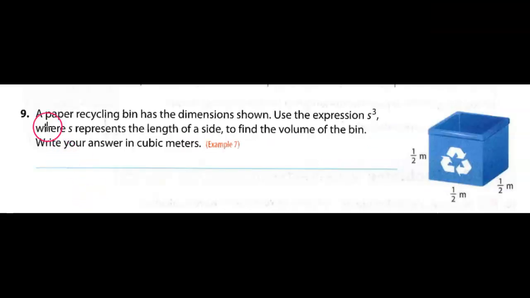Now for number 9, it says a paper recycling bin has dimensions shown. Use the expression s to the 3rd power, or s cubed, where s represents the length of a side, to find the volume of a bin. So if this is my side right here, and s to the 3rd power is basically my formula, that means I'm just going to do 1/2, in parentheses, to the 3rd power, right? Oh, there you go, to the 3rd power.